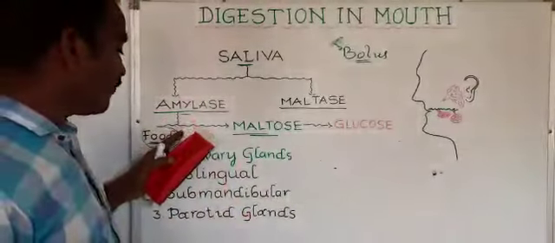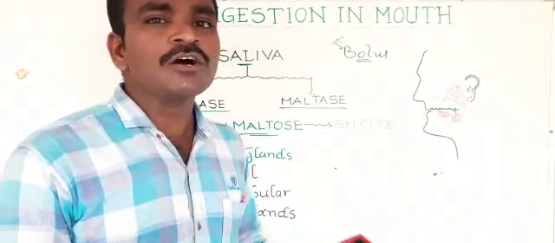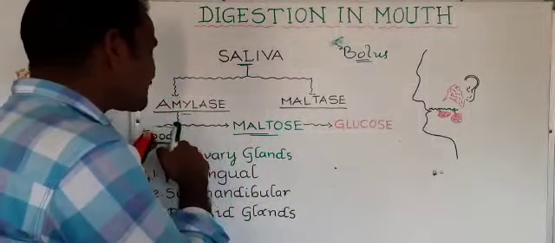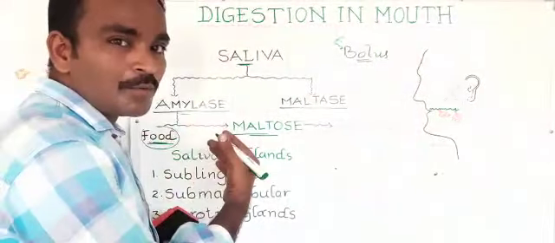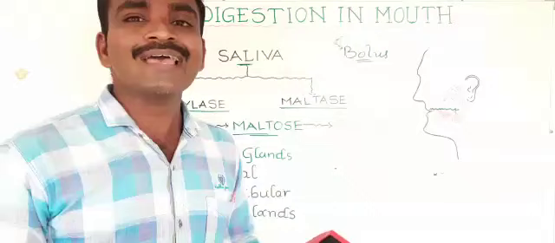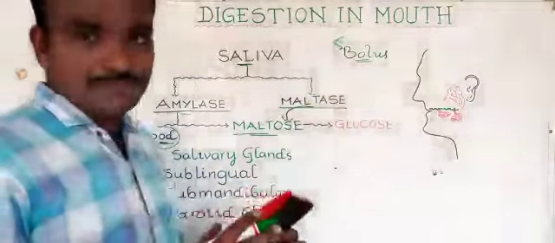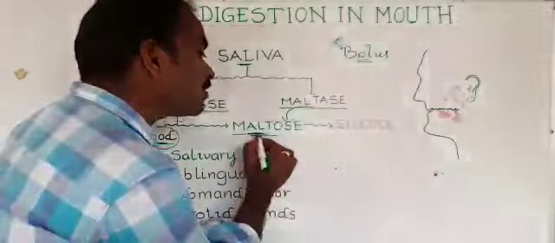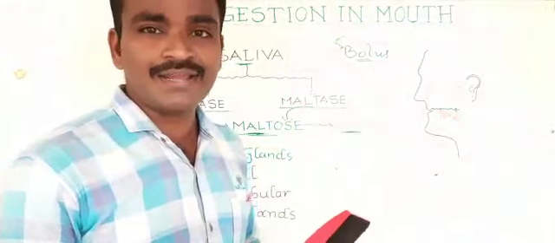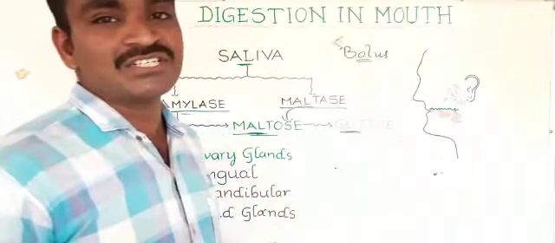Usually the carbohydrate is a polysaccharide. This polysaccharide is not absorbed by the body. It should be converted from complex to simple. That is the reason amylase converts the polysaccharide or carbohydrate into maltose. Maltose is a disaccharide, which is also not absorbed by the body. So maltase, the other enzyme present in the saliva, acts on the maltose and converts it into glucose. Glucose is a monosaccharide, a simple substance easily absorbed by the body, especially in the villi of the small intestine.